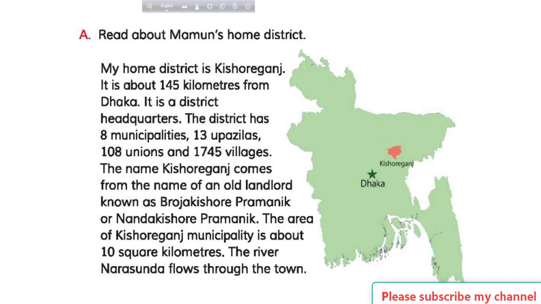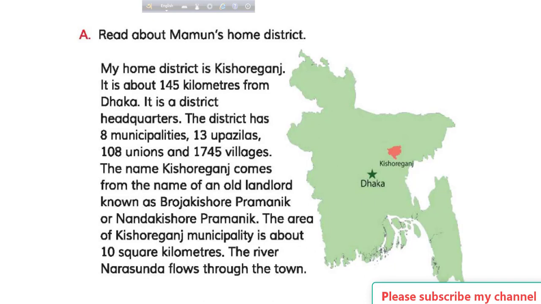My home district is Kishorganj. It is about 145 kilometers from Dhaka. It is a district headquarters. The district has 8 municipalities, 13 upazilas, 108 unions, and 1,745 villages. The name of Kishorganj comes from the name of an old landlord known as Brojo Kishore Paramanik or Nando Kishore Paramanik. The area of Kishorganj municipality is about 10 square kilometers. The river Norosunda flows through the town.